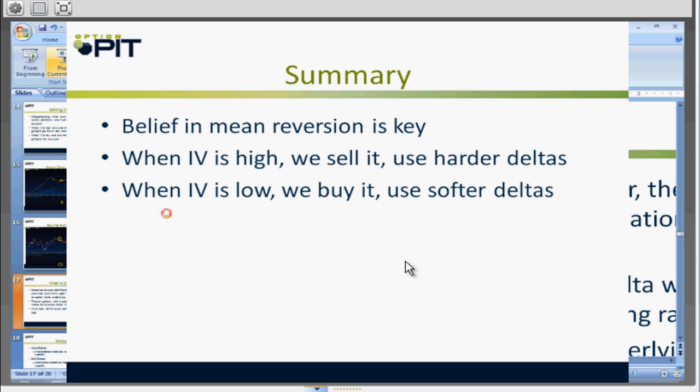All right, so summary. Belief in mean reversion is key. When IV is high, we sell it, use harder deltas. When IV is low, we buy it, use softer deltas.